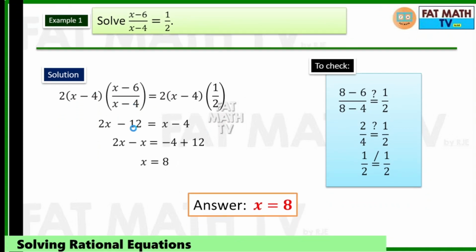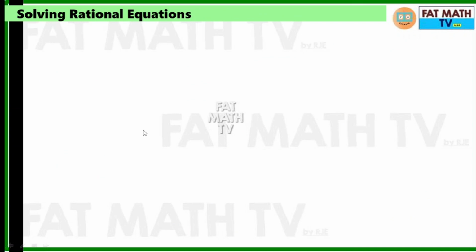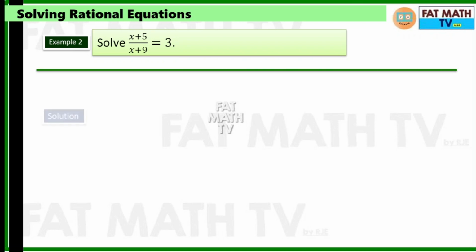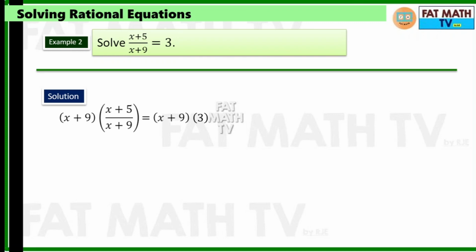Example number 2. Solve x plus 5 over x plus 9 equals 3. We only have one denominator here, x plus 9. So multiply both sides of the equation by x plus 9. Multiply x plus 5 over x plus 9 by x plus 9, and multiply 3 by x plus 9. Then we can cancel x plus 9.